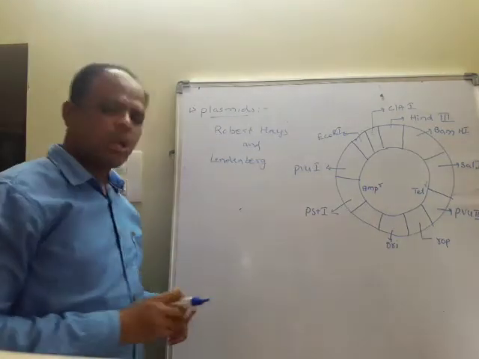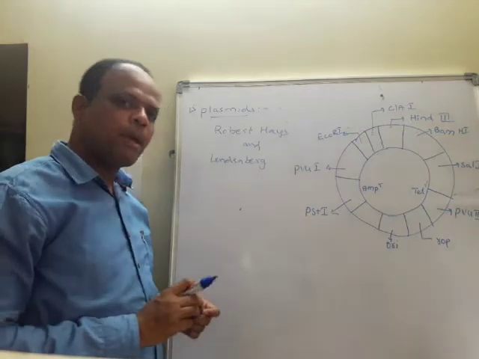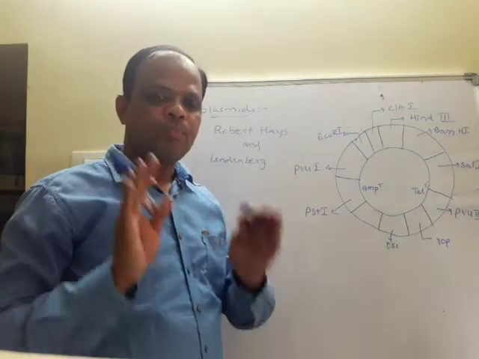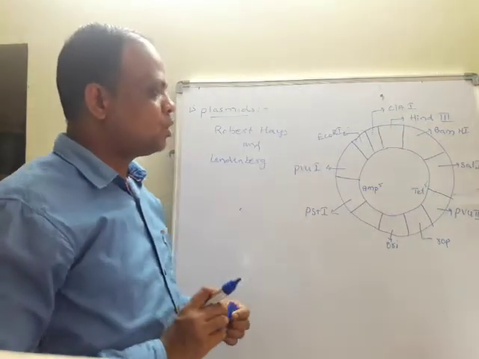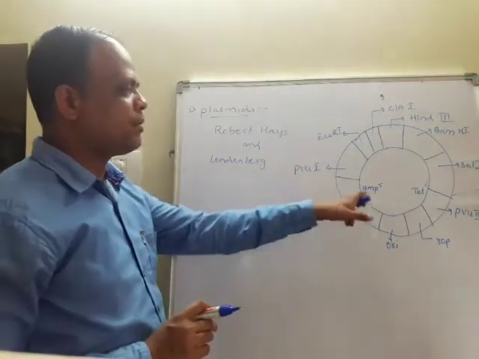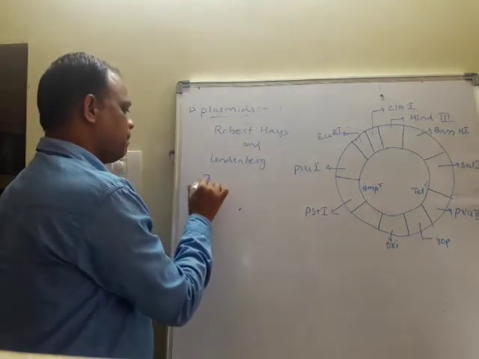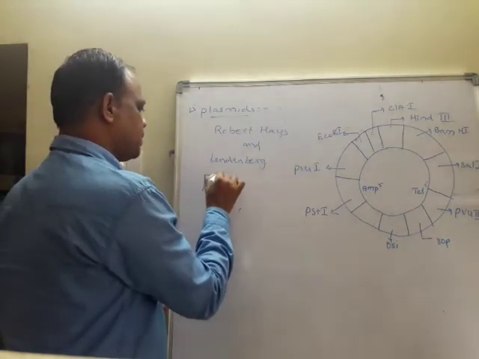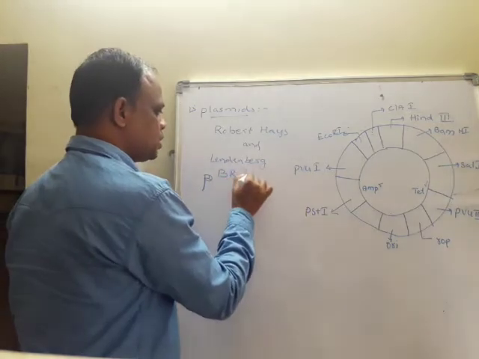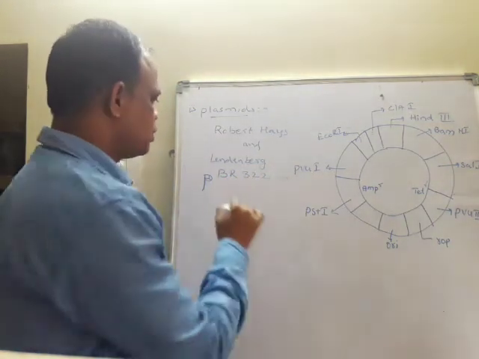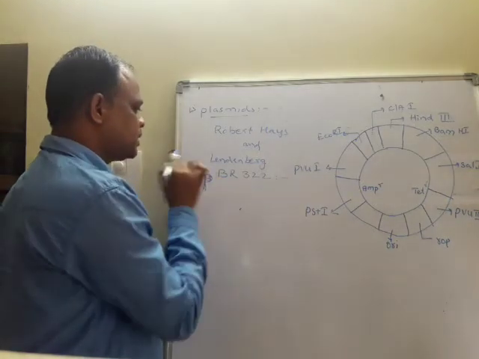And artificially cloned bacteria and constructed plasmids are used in DNA technology. Among these plasmids, the most important plasmid is pBR322, the best example of a plasmid. So this is the plasmid pBR322.